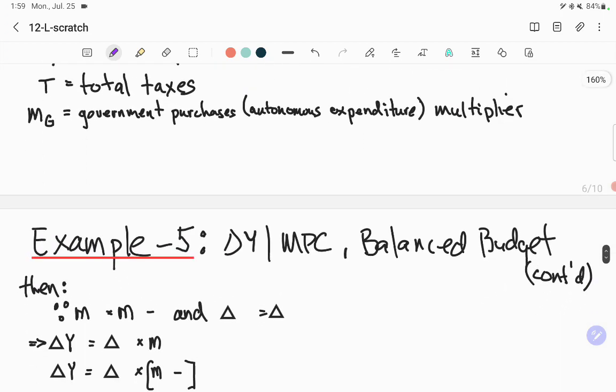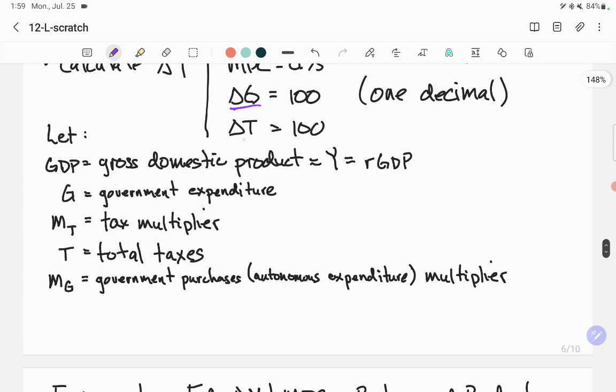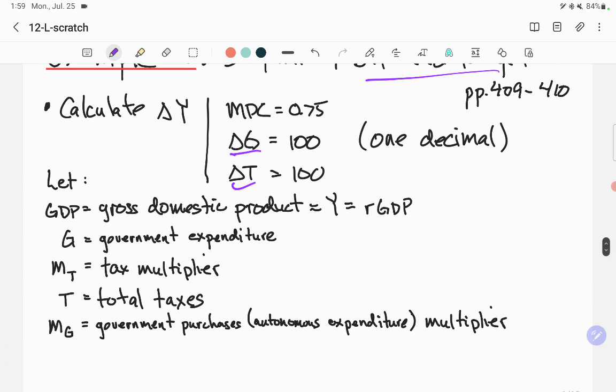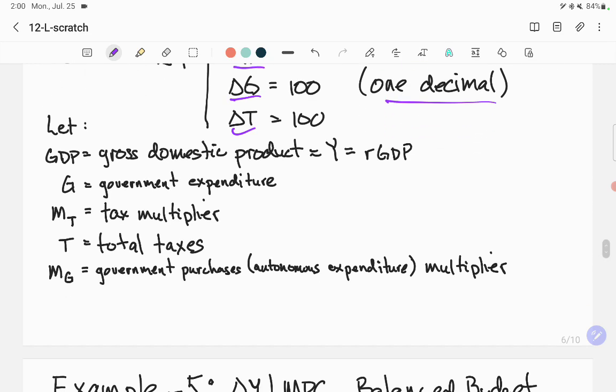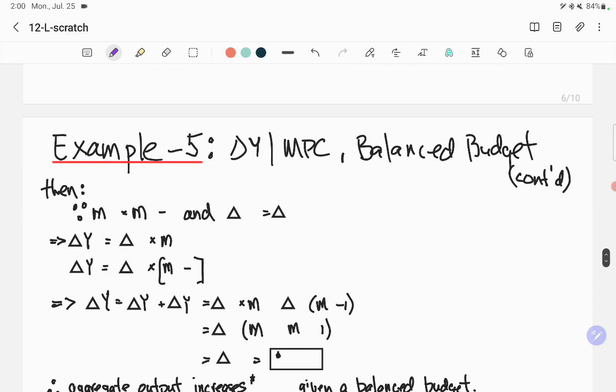Now, delta G equals delta T, and MPC is 0.75. One decimal answer. Okay.